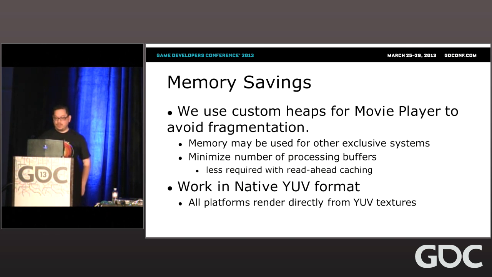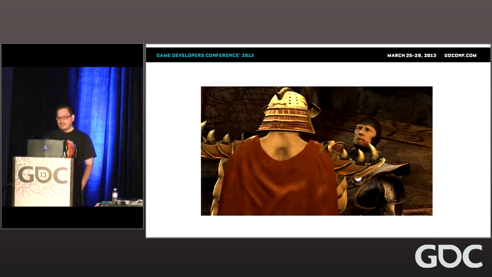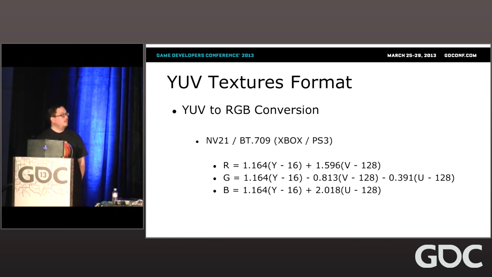We also work in native YUV format. So why YUV format? Well, compared to RGB buffers, when you do YUV, there are 2 channels that are 1/4 the size each, and so it uses half as much memory. And basically what we do is we get a picture that looks like that instead of RGB. And you can see that 2 of the channels are much smaller, and we just recombine them into an image. We do the YUV conversion in a shader.